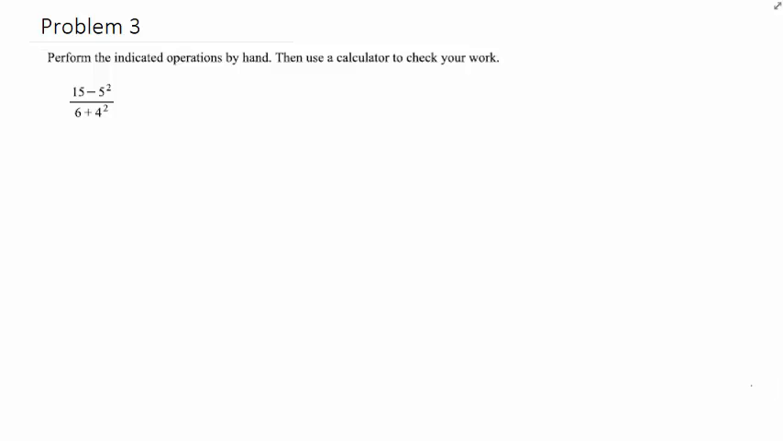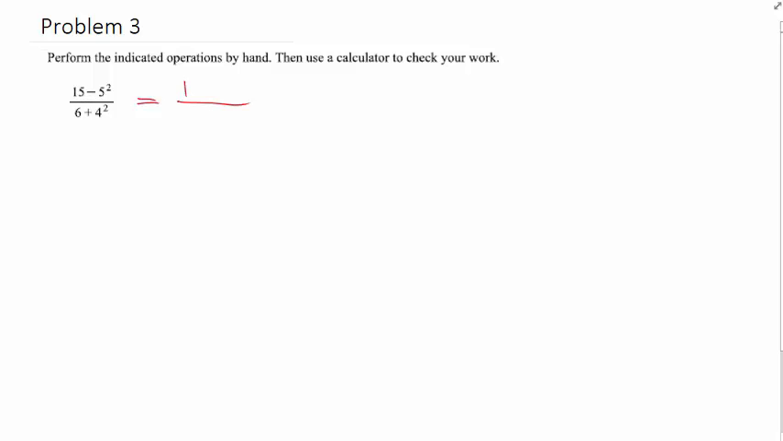Problem 3, perform the indicated operations by hand, then use a calculator to check your work. So for this one, we need to deal with the numerators first and denominators first. It's like working with the parentheses. So just with the top, we follow the parentheses, exponents rule: parentheses, exponents, multiplication, division, addition, subtraction.